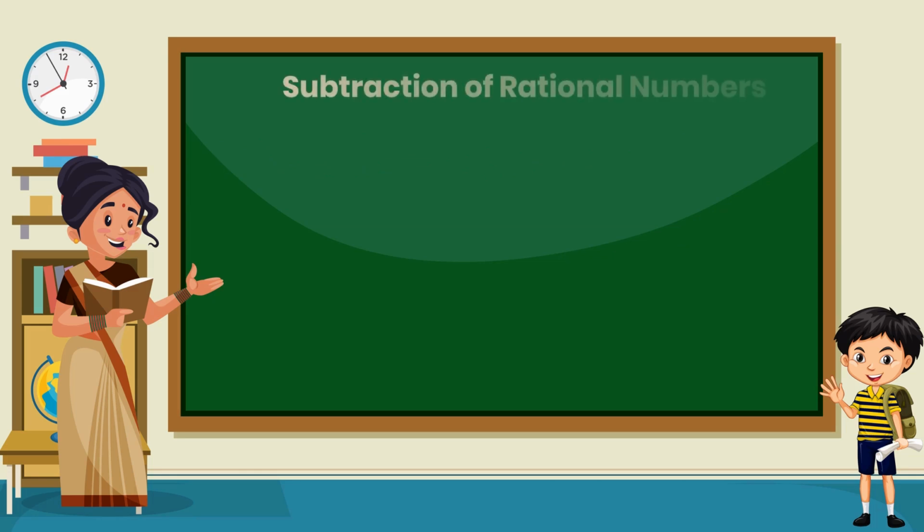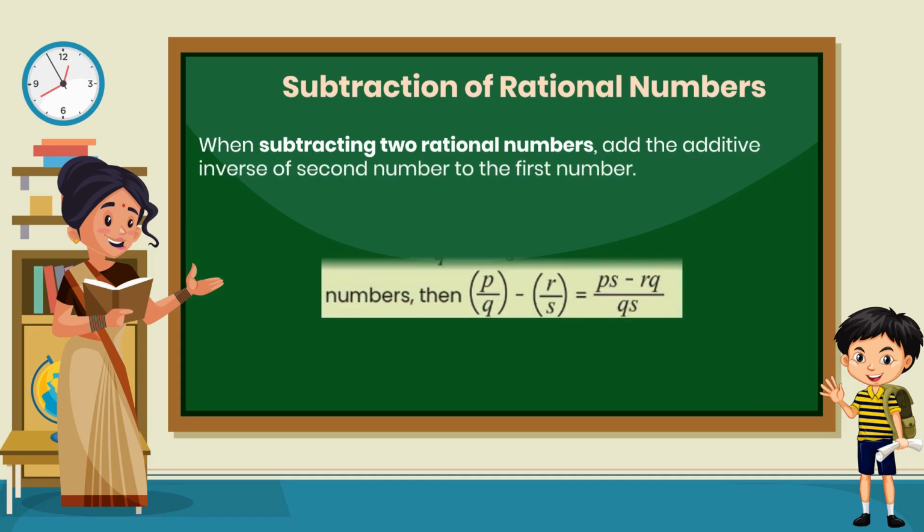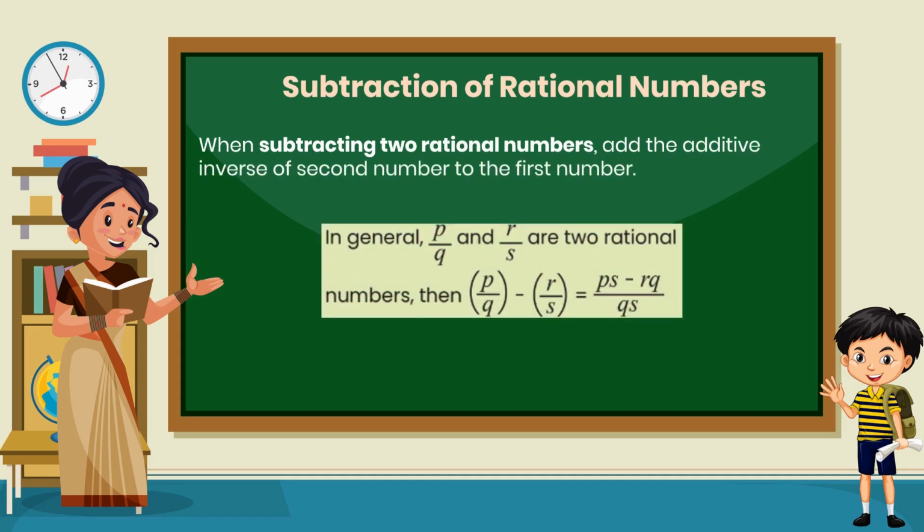Subtraction of rational numbers. When subtracting two rational numbers, add the additive inverse of the second number to the first number. In general, p by q and r by s are two rational numbers. Then p by q minus r by s equals ps minus rq by qs.